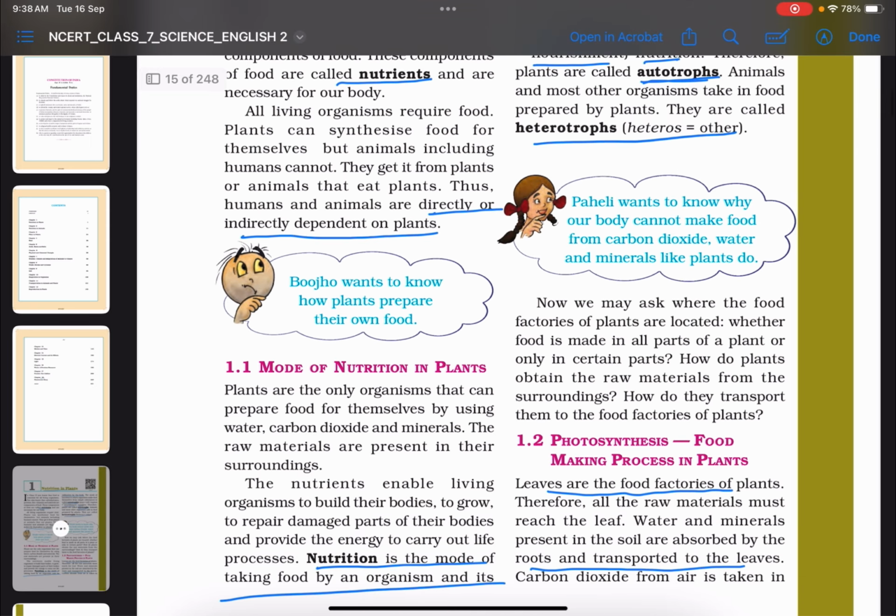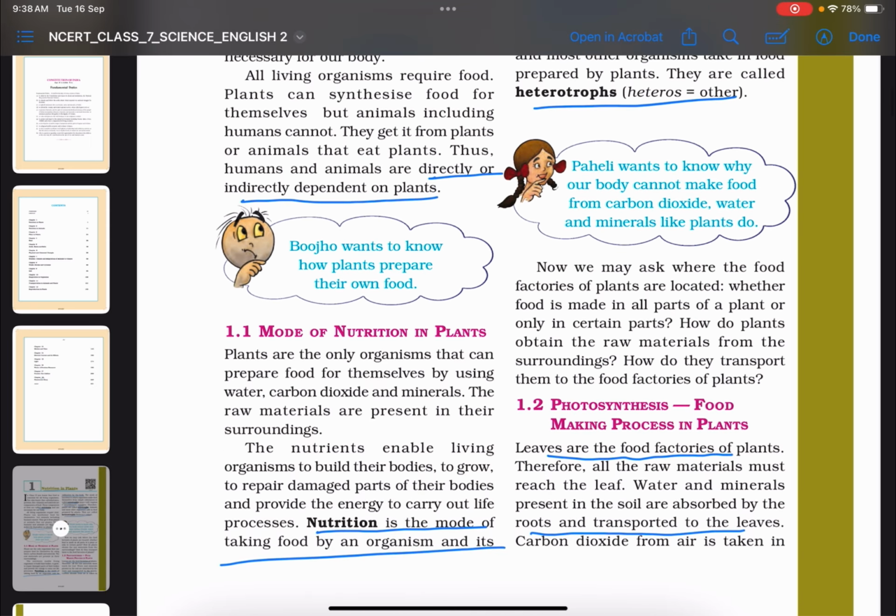All living organisms require food. Plants can synthesize food for themselves, but animals, including humans, cannot. They get it from plants or animals that eat plants. Thus, humans and animals are directly or indirectly dependent on plants, right? Buzo wants to know how plants prepare their own food.